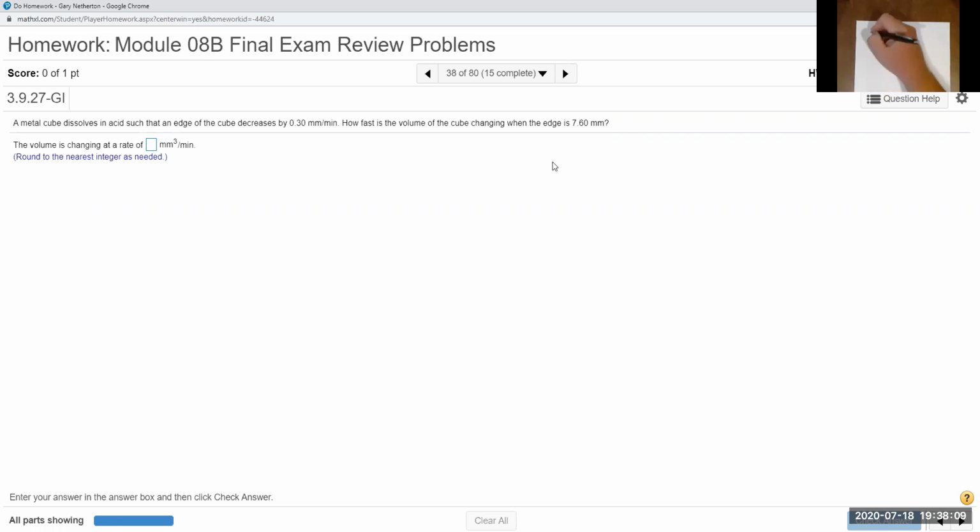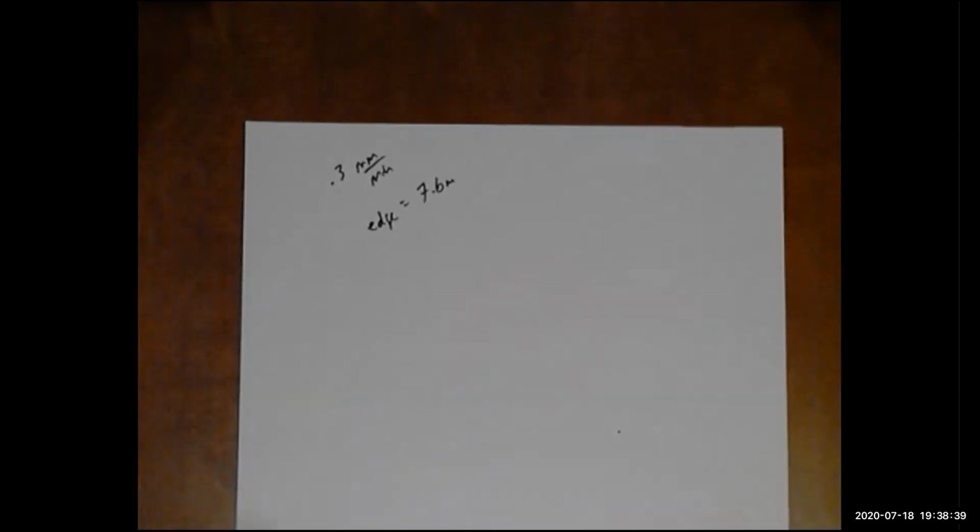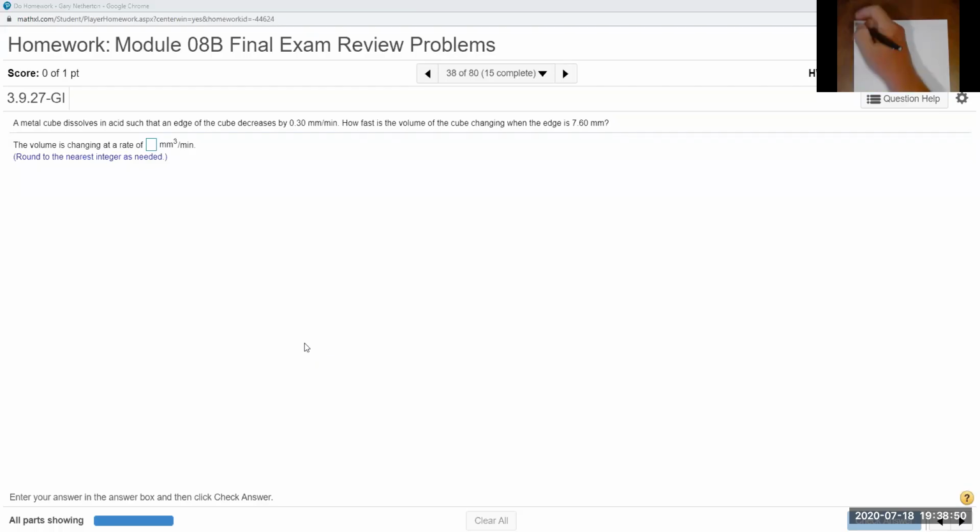So I'm going to write down this information. I'm not going to write down all the words because it's going to take time. 0.3 millimeters per minute. And it's asking when the edge equals 7.6 millimeters. All right, what number is this? I should write down the number so people can keep track. Number 38.